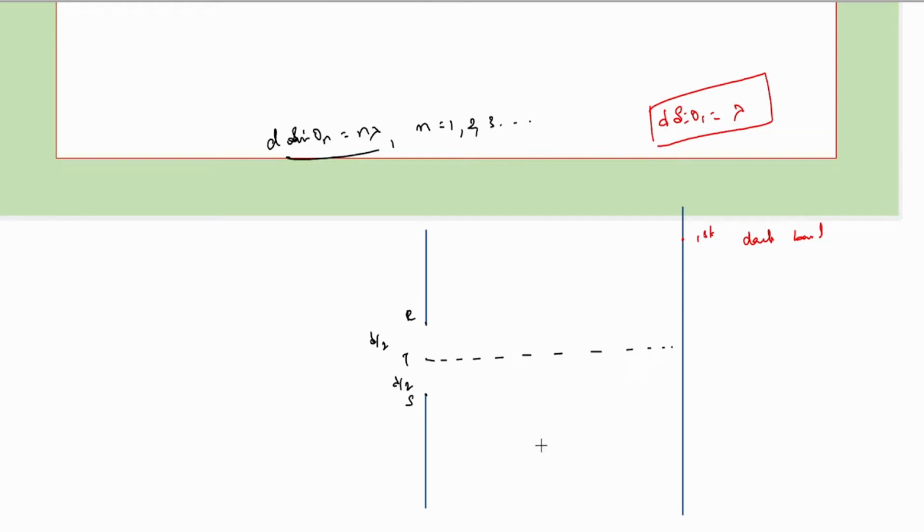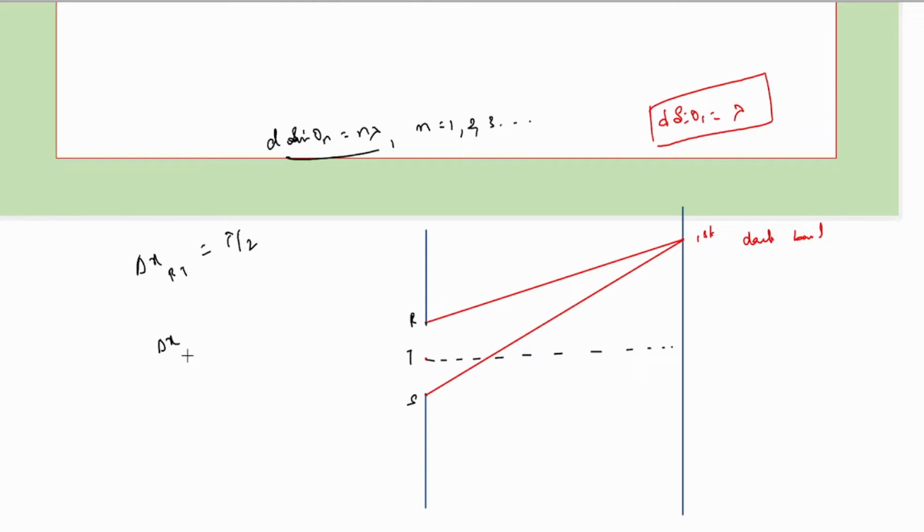Understand this, it would mean that the wavelets going from here to here will have a path difference of lambda, but you can divide this into two parts, such that the path difference between point R and point T would be lambda by 2. Path difference between point T and point S would be lambda by 2.